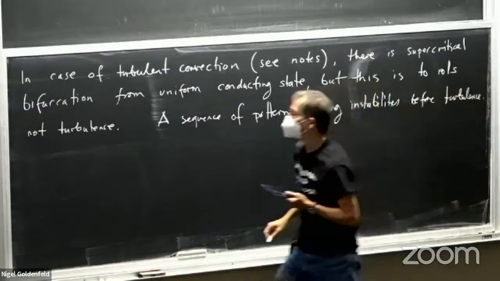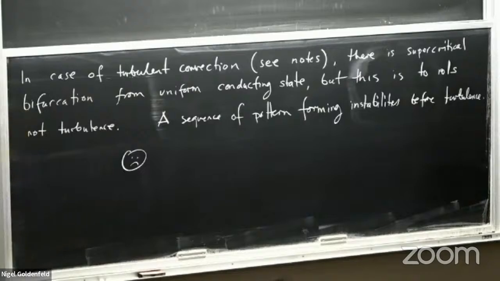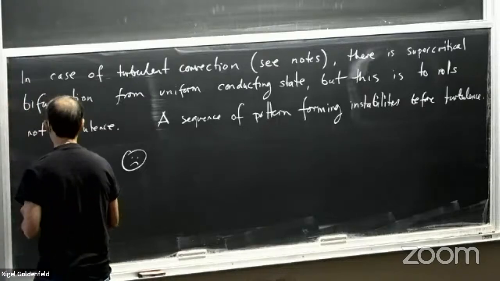So that's bad, and the reason it's bad is that once I've got a roll state and I want to look at the stability of that, what I now have to do is linear stability analysis, perturbation theory, about a periodic state. And then that might go unstable to some more complicated state, and so on and so forth. And it's a losing game. So that's not good.